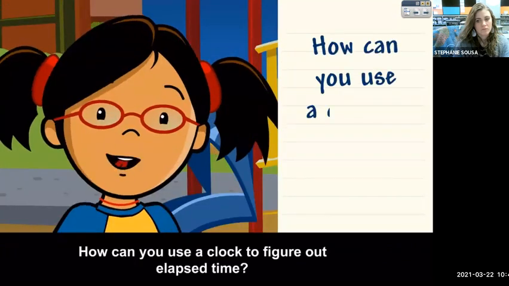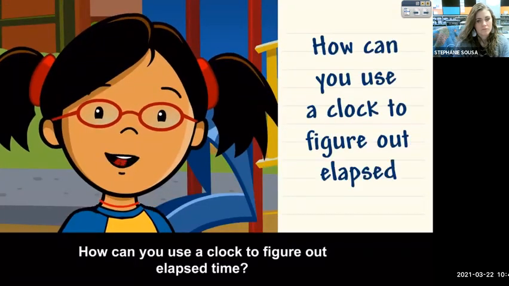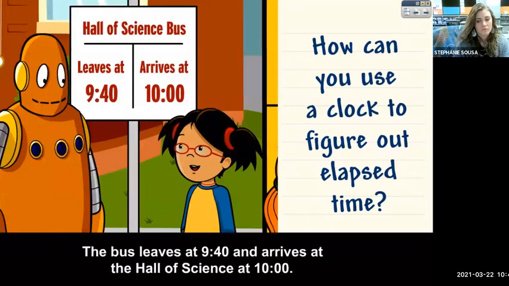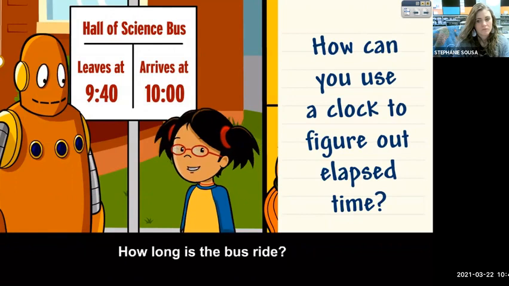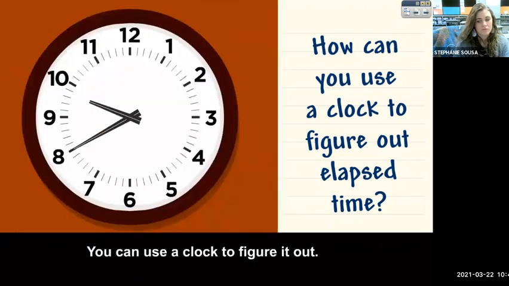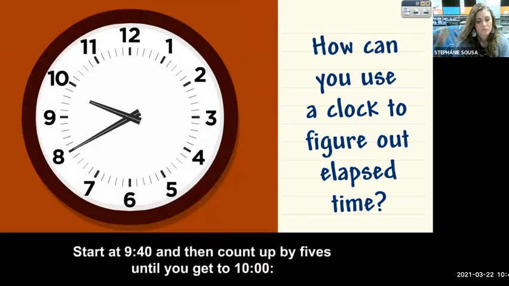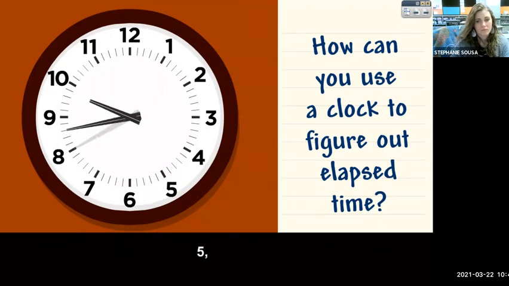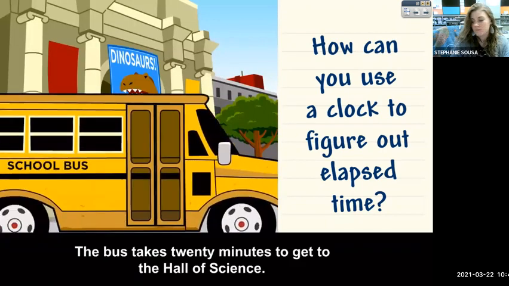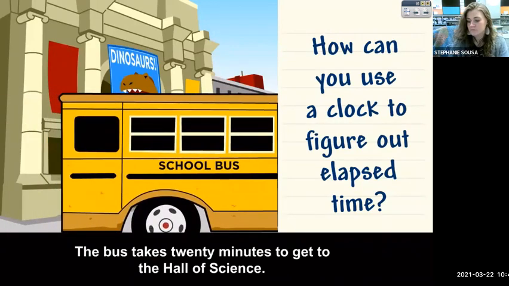How can you use a clock to figure out elapsed time? The bus leaves at 9:40 and arrives at the Hall of Science at 10 o'clock. How long is the bus ride? You can use a clock to figure it out. Start at 9:40 and then count up by fives until you get to 10 o'clock. 5, 10, 15, 20. The bus takes 20 minutes to get to the Hall of Science.